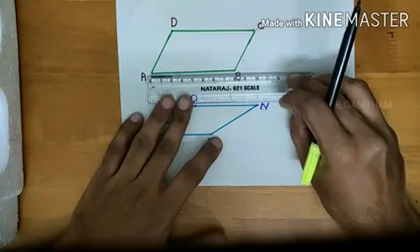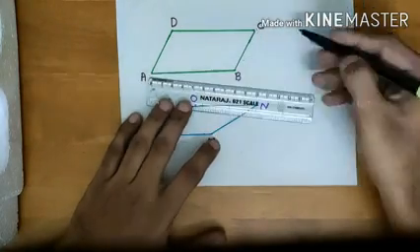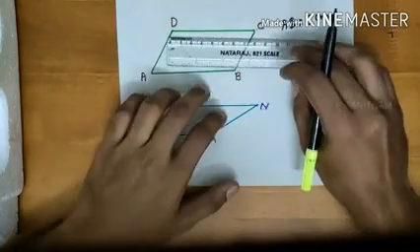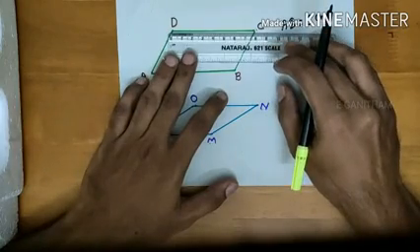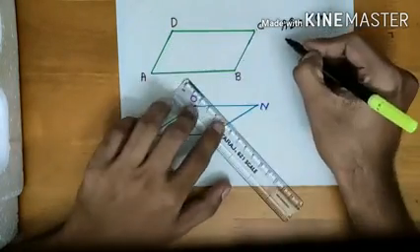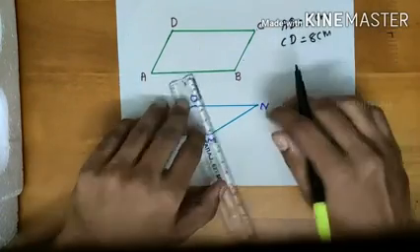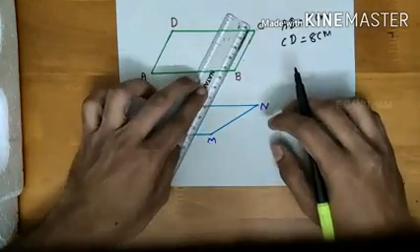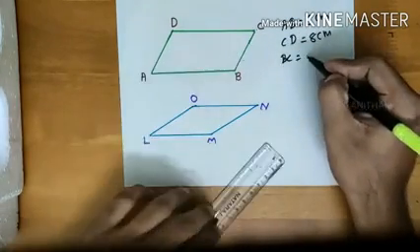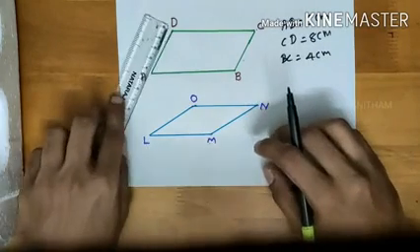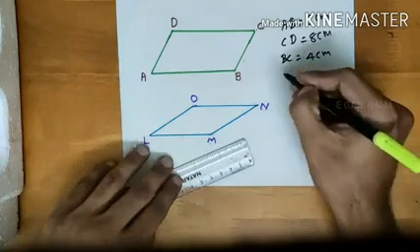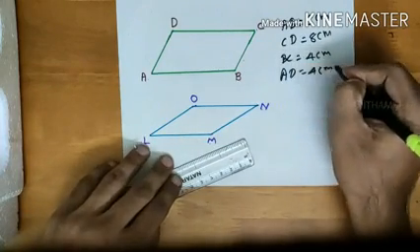Now I am measuring this side AB and get AB equal to 8 centimeter. I am measuring the opposite side to AB, that is CD. It is also 8 centimeter. Now measure BC. BC is 4 centimeter. Now its opposite side, that is AD. AD is also equal to 4 centimeter.